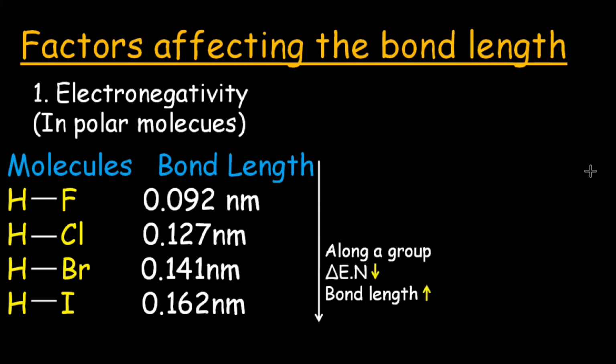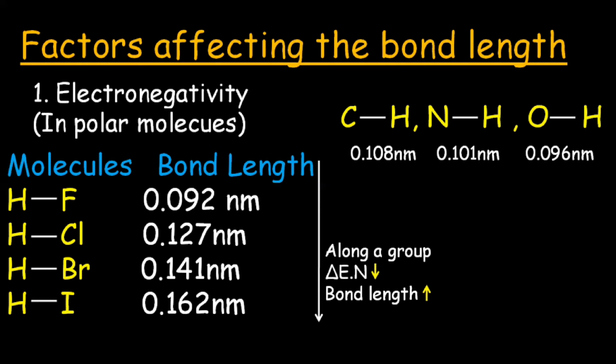Now, what is the trend of bond length along a period? For this, consider the bond of hydrogen with the elements of period number 2. For the CH bond, the bond length is 0.108 nanometer. For NH, it is 0.101 nanometer. And for OH, it is 0.096 nanometer.